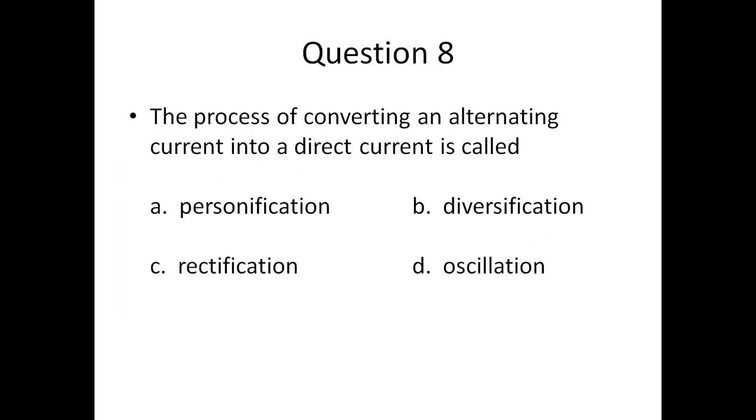Question 8. The process of converting an alternating current into a direct current is called A. Personification, B. Diversification, C. Rectification, D. Oscillation.